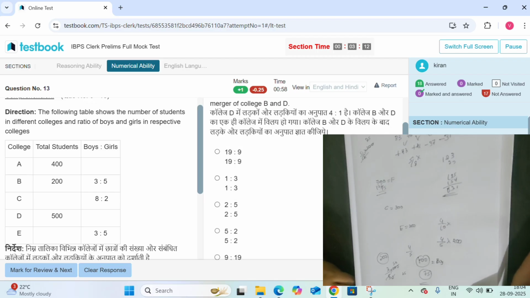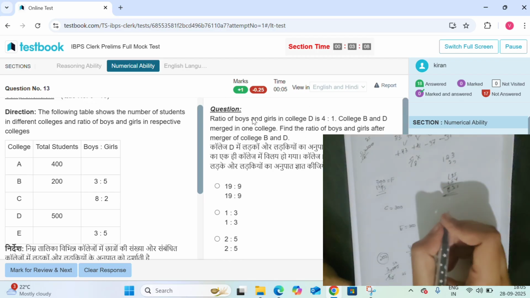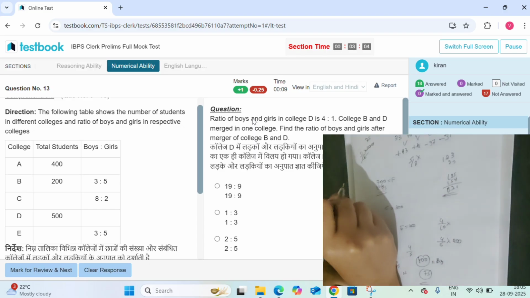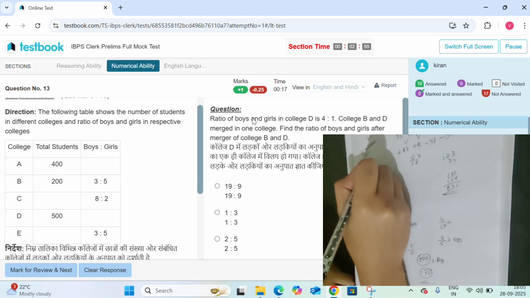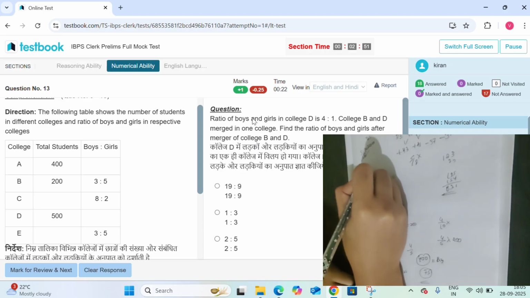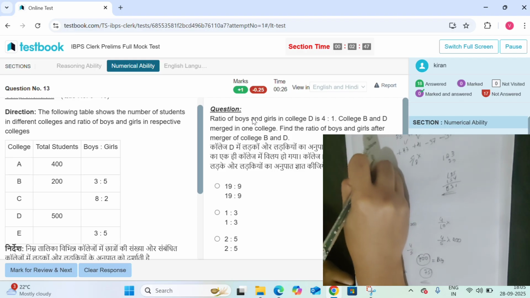Okay. Next. The ratio of boys and girls in college D is 4 to 1. Colleges B and D merged into one college. Find the ratio of boys and girls of the merger of colleges B and D. Coming to D, the ratio is 4 to 1, that means 400 and 100, boys and girls in D.